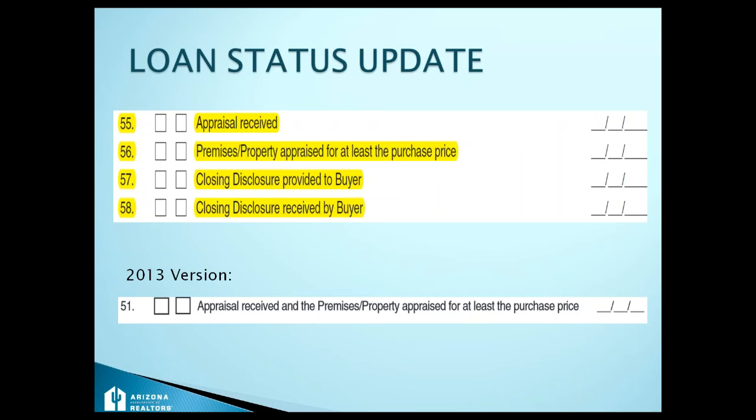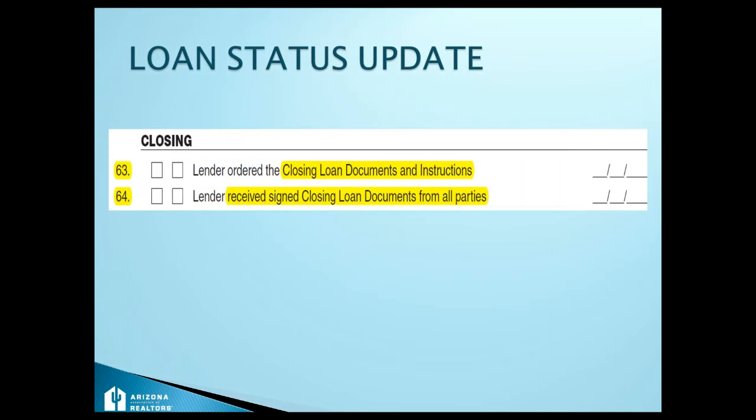Premises as appraised for at least the purchase price, closing disclosure provided, closing disclosure received. We've drilled this one down to received because, again, it has to be received 3 days prior before loan docs can be signed. And so 58 is going to be an item that we're going to be looking at if we get to closing, or if we're on the week before closing and we're trying to figure out when can we get this deal closed? When can the buyer sign loan docs in order to get the transaction closed? If we look at 63 and 64, the lender has ordered the closing loan docs and the instructions and received the closing loan docs from all parties.